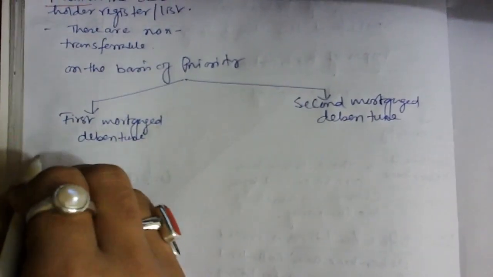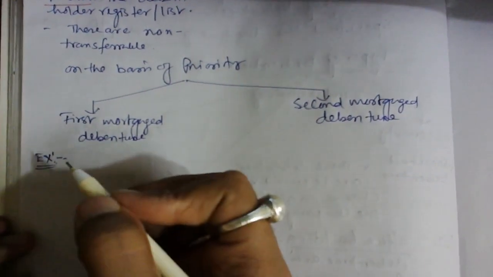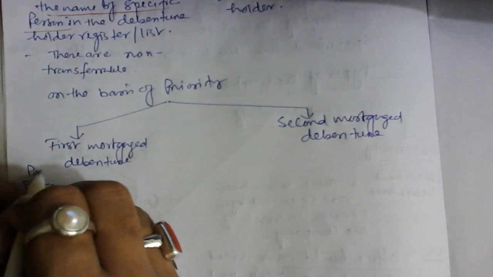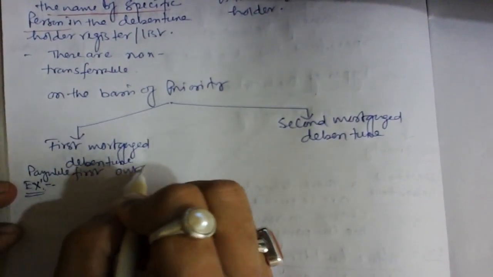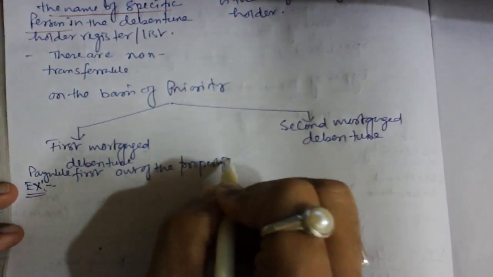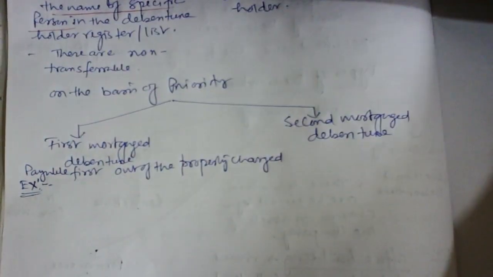अच्छा, example मैं एक लेता हूं, and it is based on the "payable first out of the property charge." Payable first out of the property charge. ठीक है, so let's discuss this.